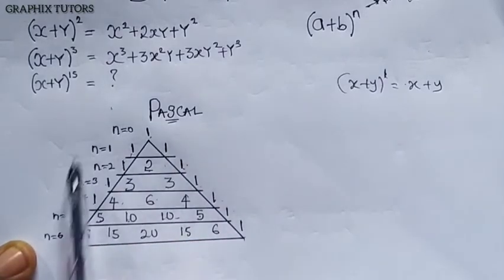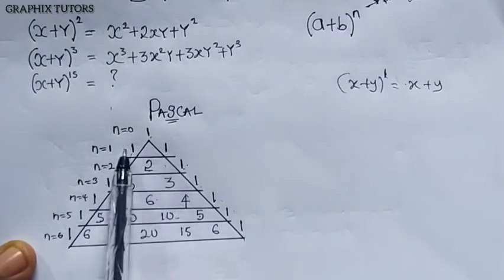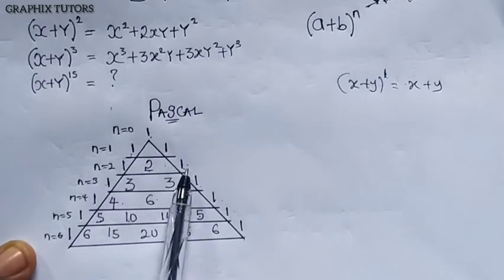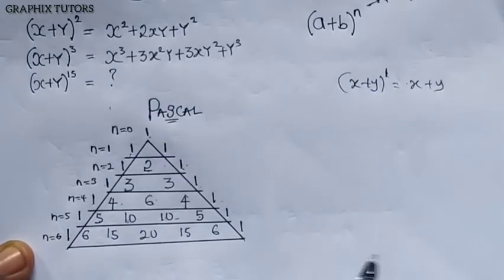So what do you notice here? Whenever we have a power of 1, we have 2 terms in the expansion. A power of 2, we have 3 terms. A power of 3, we have 4 terms. You get to understand as we move further. So let's take this example now.